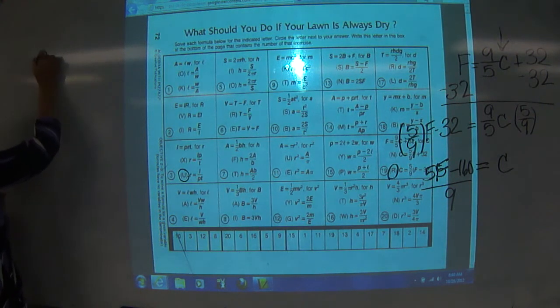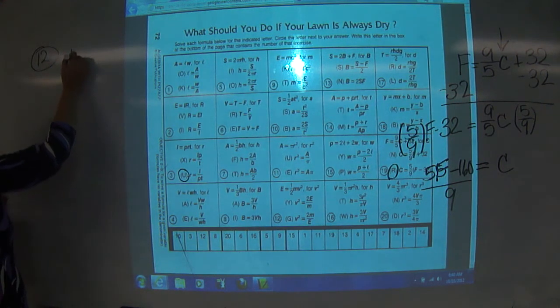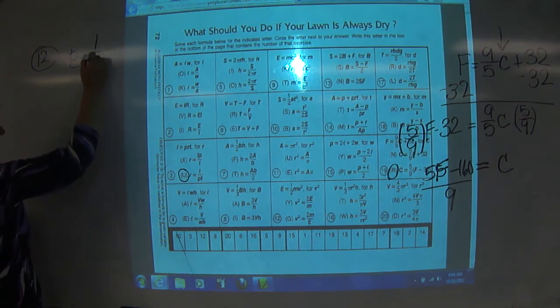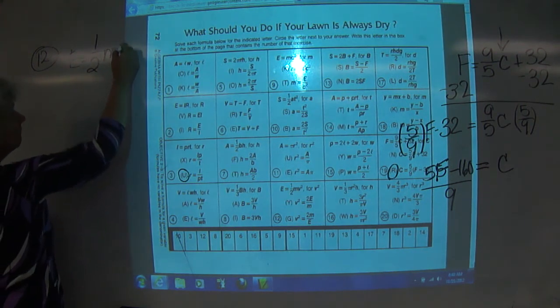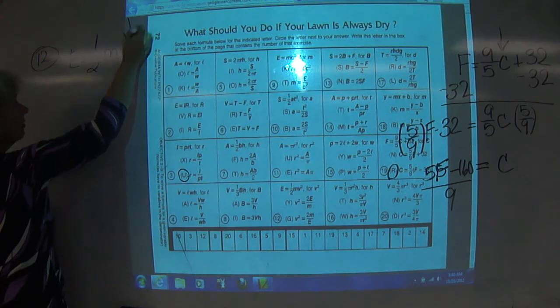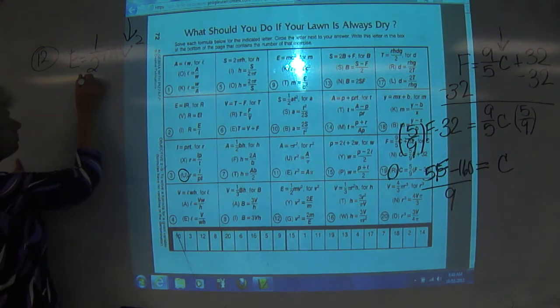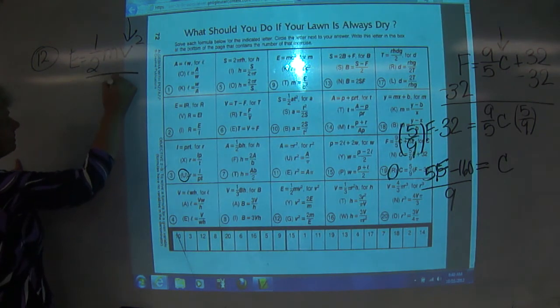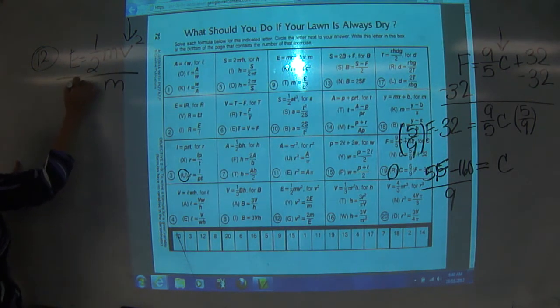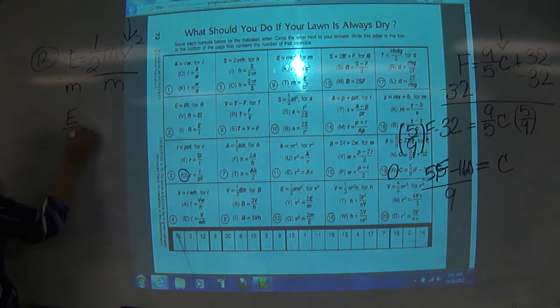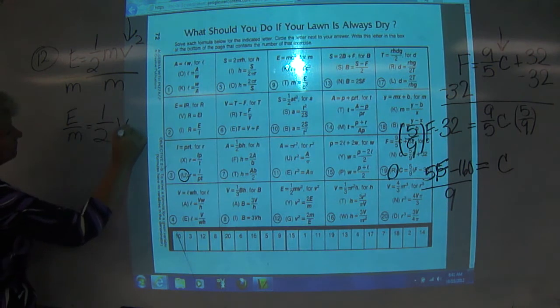Thank you. 12. E equals 1/2 mv squared. And they want us to calculate for v squared. Okay? So let's get rid of m first. Okay? So let's divide both sides by m. So we get E over m equals 1/2 v squared.